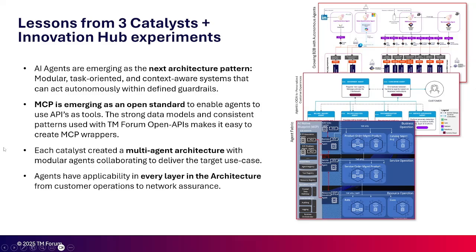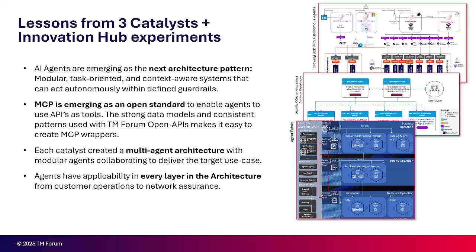The work I'm sharing builds on the Catalyst program and Innovation Hub experiments. Three key catalysts from 2025 significantly influenced our approach. These are the Agent Fabric Catalyst, the Agentic ODA for Personalized Customer Experiences Catalyst, and the Growing B2B with Autonomous Agents Catalyst. These catalysts revealed several critical patterns.